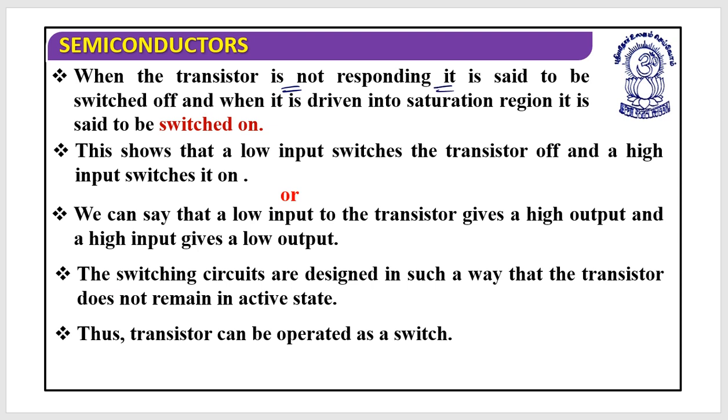When the transistor is not responding, it is said to be switched off, and when it is driven into the saturation region, it is said to be switched on. So a very low input switches the transistor off, and a high input switches it on. Or rather we can say that a low input gives a high output, and a high input gives a low output. The switching circuits are designed in such a way that the transistor does not remain in the active state, so that the transistor can be operated as a switch, because to operate as a switch, the transistor must operate in either the cutoff region or the saturation region.